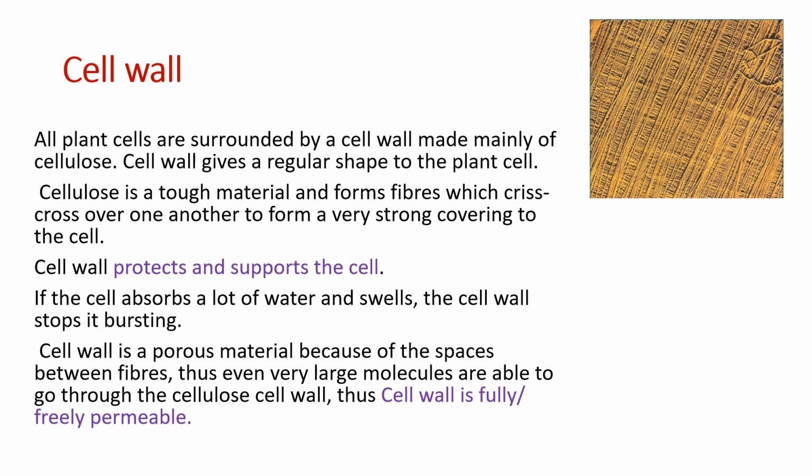The cell wall is a fully permeable structure, which means it allows even very large molecules to go through it. This is because of the porous material it is made up of. In between these fibers, there are small pores. Therefore, the cell wall is a fully or freely permeable structure.